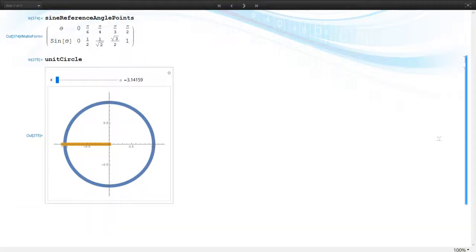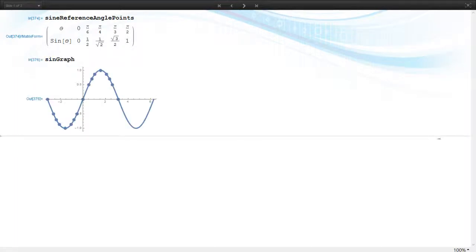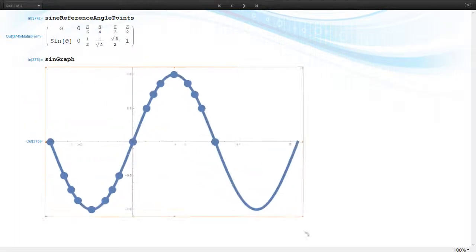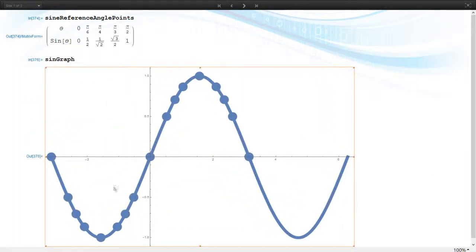And I'll clear some space on the screen. We get something that looks like this. And I'll blow it up a bit. Here we go. So we have the point 0, 0 is here. The point pi over 6, 1/2 is here. And so on to get all of the points on our reference angle chart here.